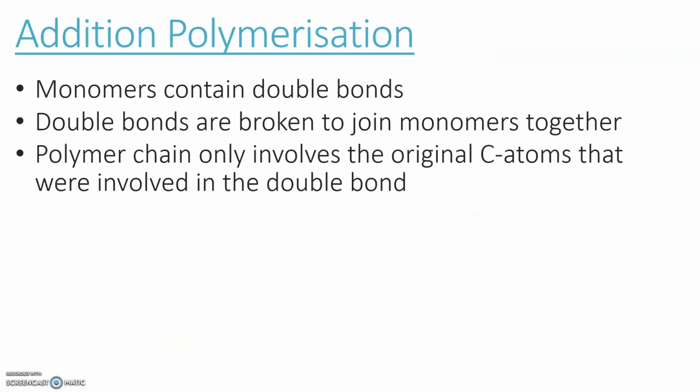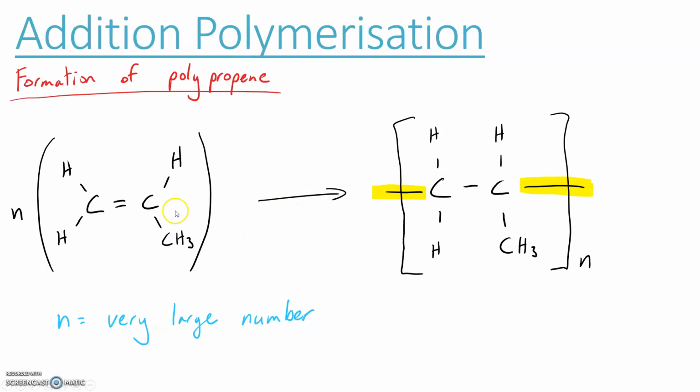Now, what we see back here is that the polymer chain only involves the original carbon atoms that were involved in the double bond. So you can see here that it's only this carbon and this carbon which are involved in the double bond, and only those two carbons are part of the chain. This carbon down here comes from this carbon here. It's not part of the polymer chain. It's like a side chain on the polymer, but it's not part of the main polymer chain of carbon atoms. Those carbon atoms come exclusively from the carbon atoms in the monomer on either side of the double bond.